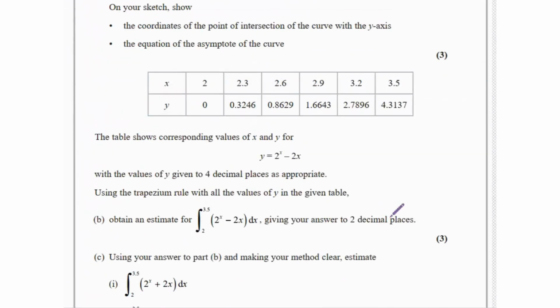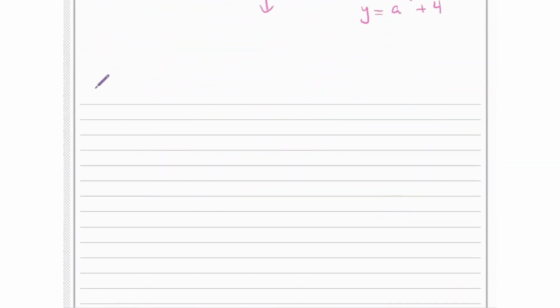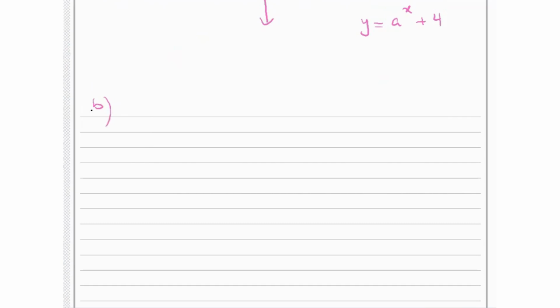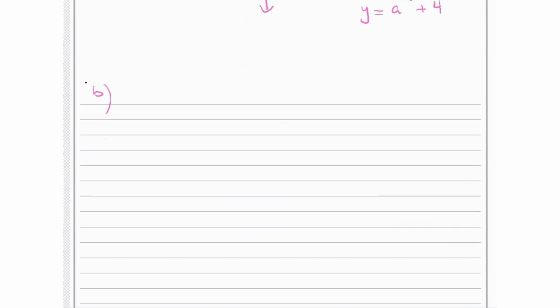Then the table shows corresponding values of x and y for y equals 2 to the power of x minus 2x, with the values of y given to 4 decimal places as appropriate. Using the trapezium rule with the values of y in the given table, obtain an estimate for the integral of 2 to the power of x minus 2x dx for values from 2 to 3.5, giving your answer to 2 decimal places. So for the trapezium rule, let me label that part A.